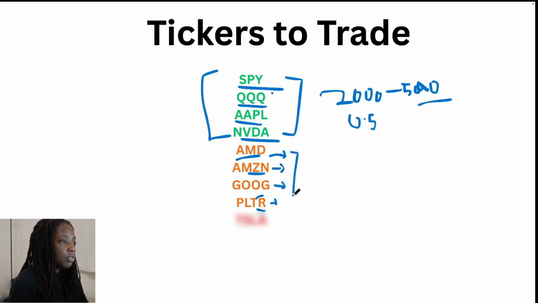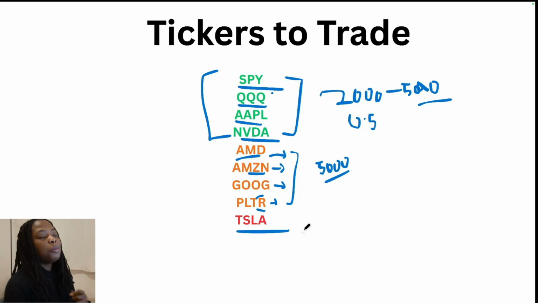So I don't recommend touching them until your account really truly is around the $5,000 mark. Maybe around 4,000 you can probably start touching them, but I recommend do not start including these other names until your account's around 5,000. And I have Tesla in red because as much as people with small accounts attempt to trade Tesla, it's not really ideal for small accounts.